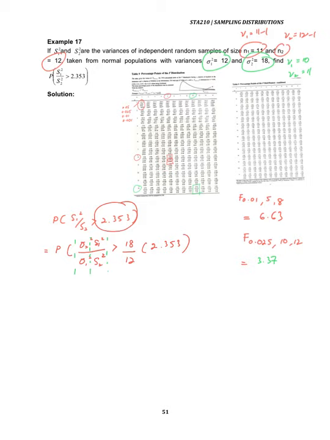Dia dah bagi dah dekat atas ni 2.353. So finally we will get, bila ratio dia akan, kita when we divide the ratio of the two population, it will become F distribution. Okay, so 18 per 12 darab 2.353, kita dapat 3.5295. Okay, so yang ni, value ni kita nak tahu alpha dia berapa.